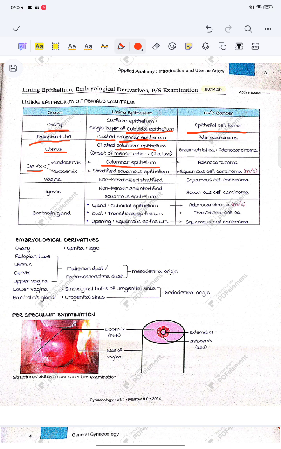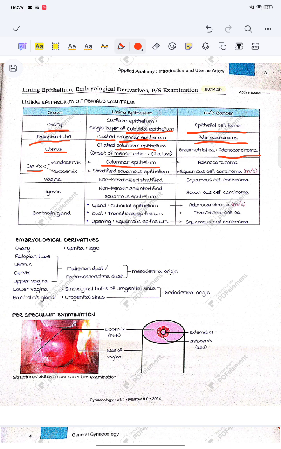So in the case of columnar epithelium we have adenocarcinoma. That is the most common question asked. If the epithelium is columnar, then the carcinoma or the cancer will be adenocarcinoma. Then we have studied the uterus as well along with it.